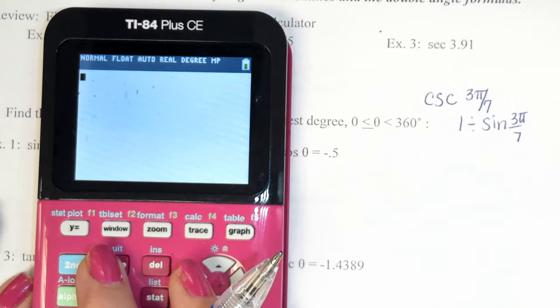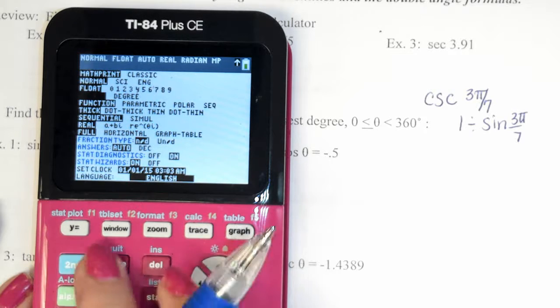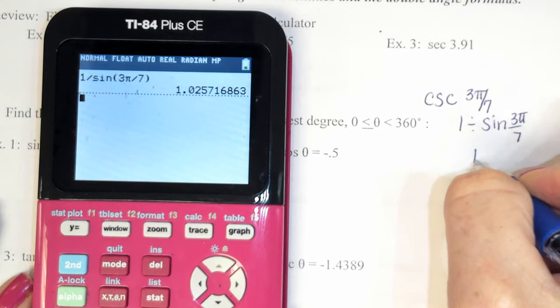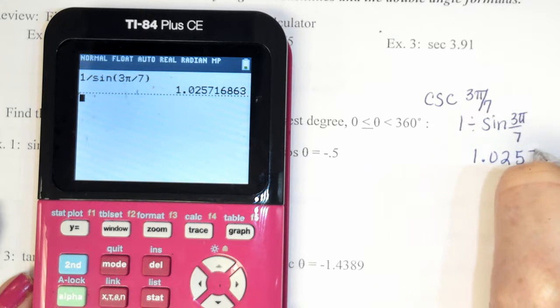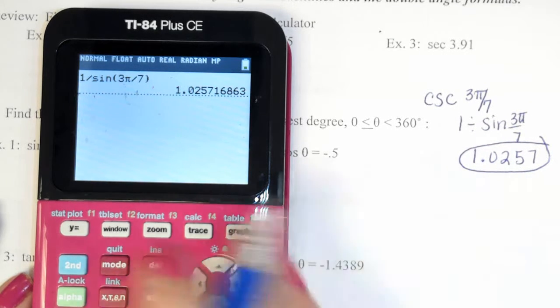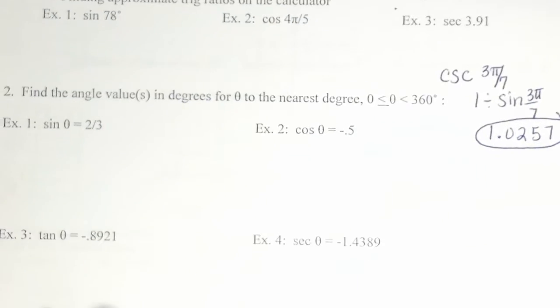What else do I have to check? The mode. We have to be in radians. We're going to put that in radians. And we're going to do 1 divided by the sine of 3 pi over 7. And there is our ratio, 1.0257. We're always going to go out 4 decimal places. Okay, so you'll go back and do those others.